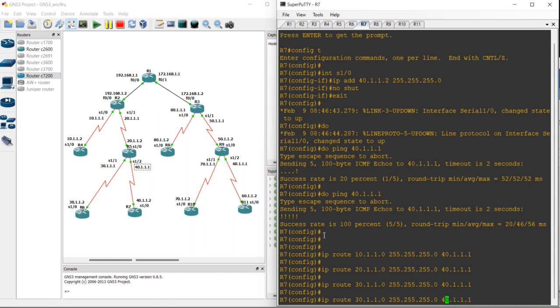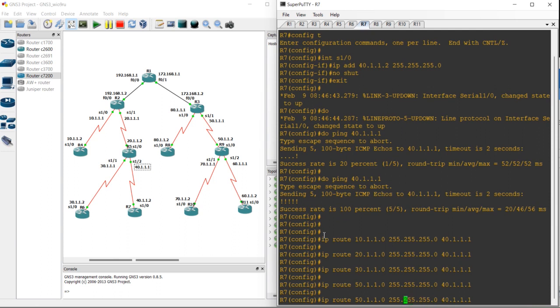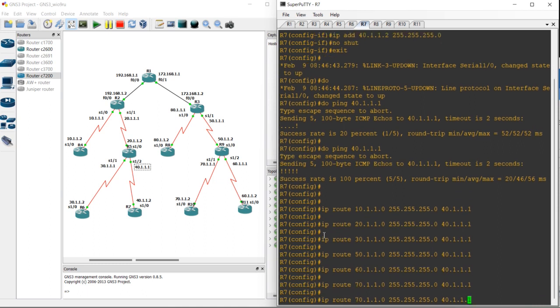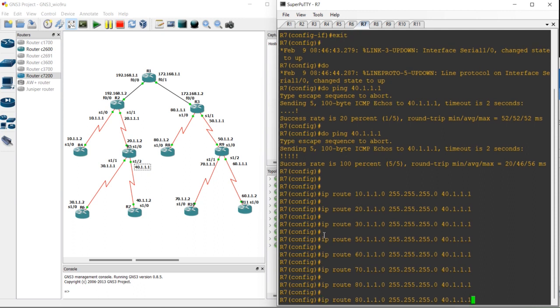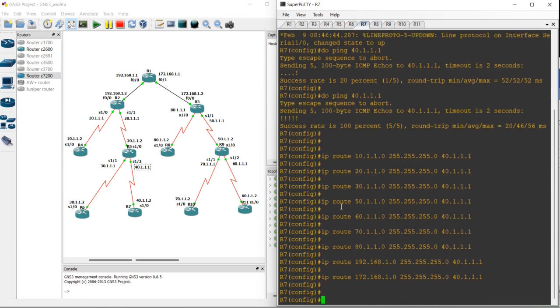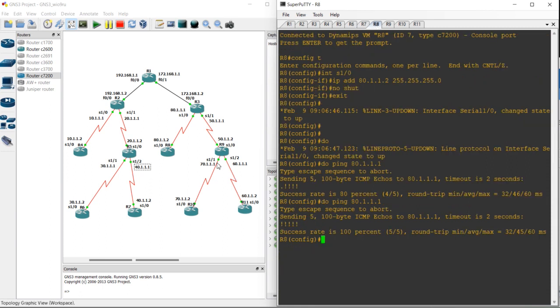40 is directly connected. So for the 50s network, 60s network, 70s network, 80s network, and the 192 network, 192.168.1.0, and the 172 network, the exit IP is the same. Okay. After that, now go on router 8.